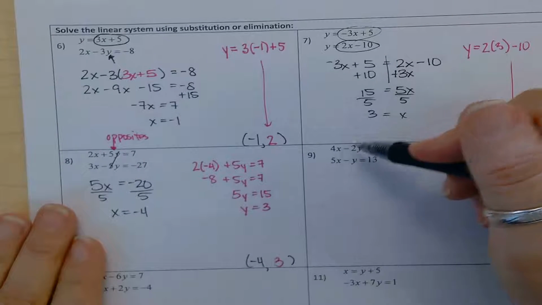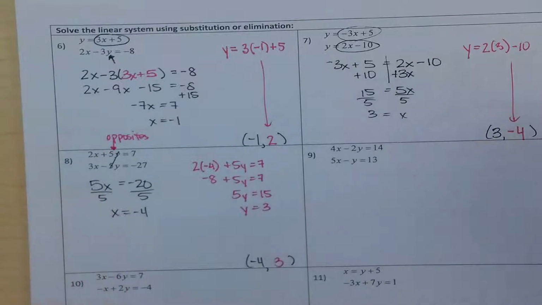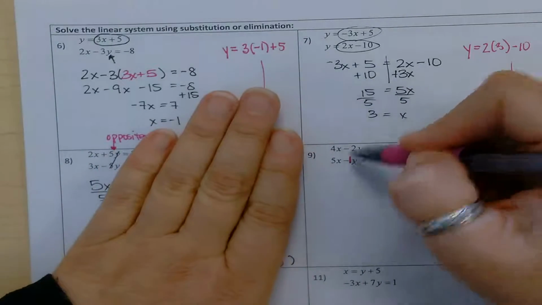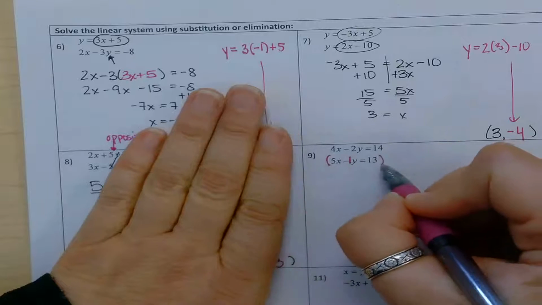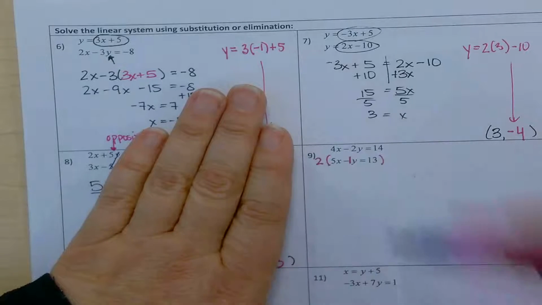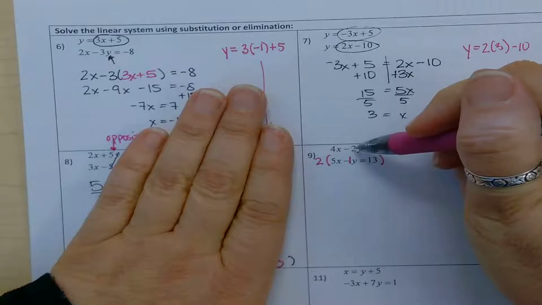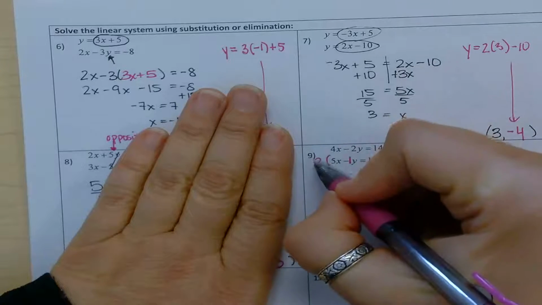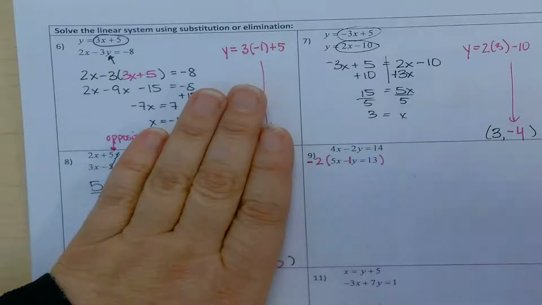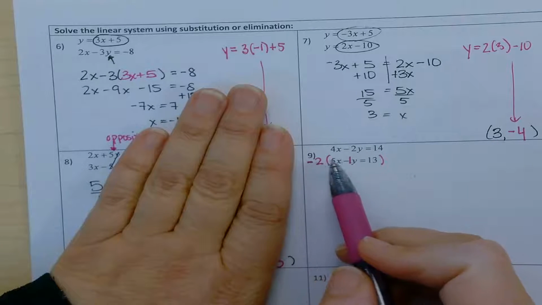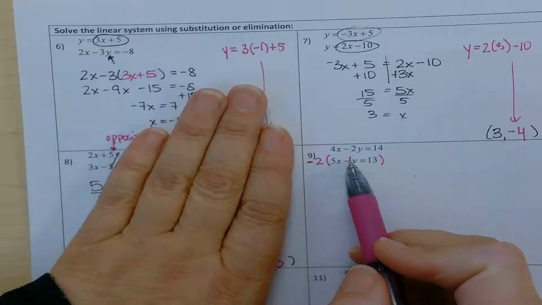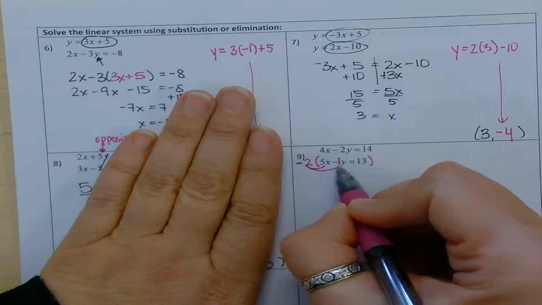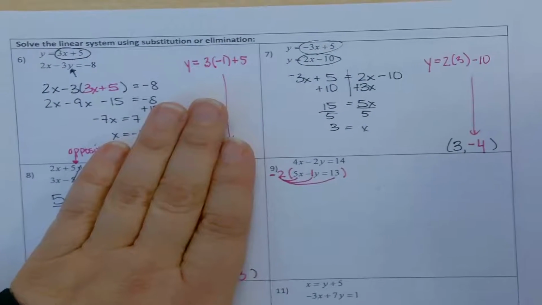This is set up for elimination, but I don't have opposites. What I am going to notice is that there's an invisible negative 1 here, and if I multiply it by 2, I'd have a 2 in front. But if I think about wanting opposites, the opposite of negative 2y is positive 2y. So if I multiply by negative 2, I'll have a positive 2y. When you multiply, you need to multiply all the way through the equation.